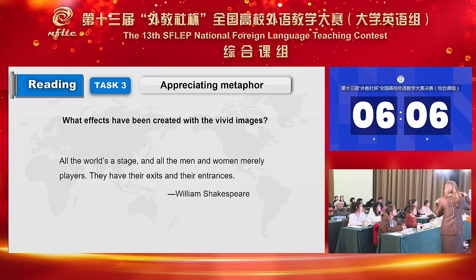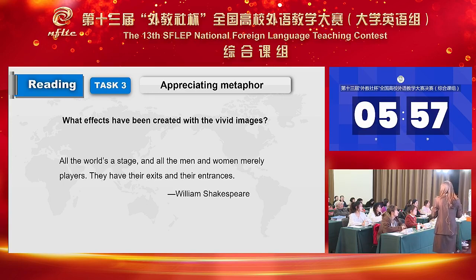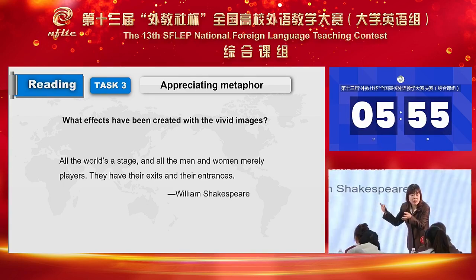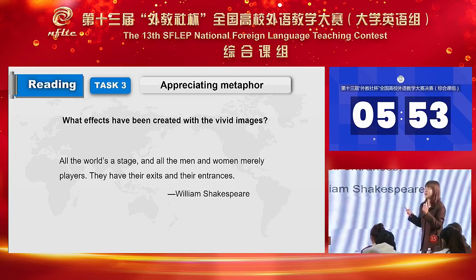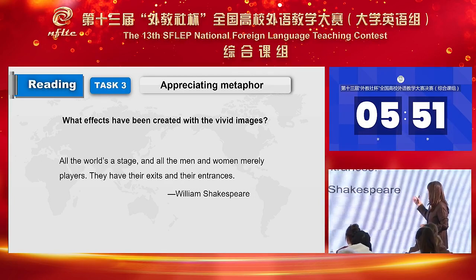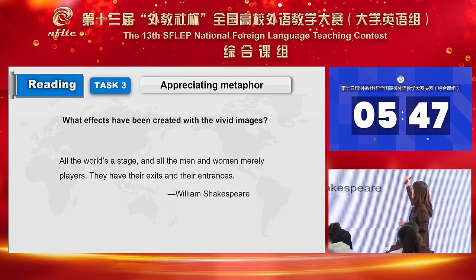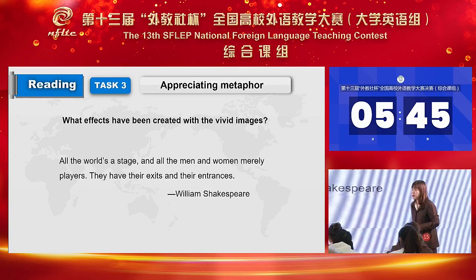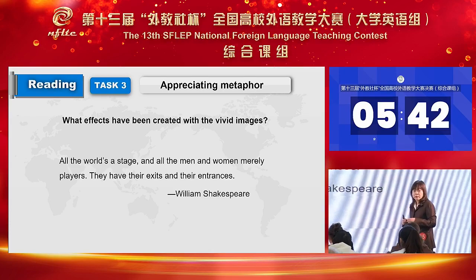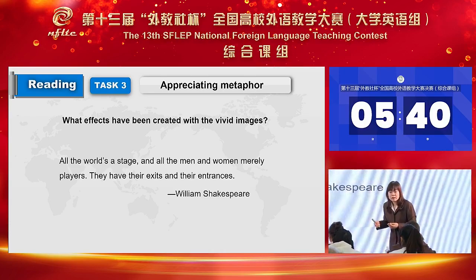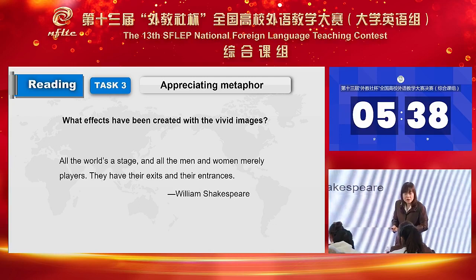What about men and women? Let's say it together. Men and women? Players. Yes, players. Very well done. Exits and their entrances? They're actually the births and the deaths of people. Good. By using metaphor, we create a vivid image. And what effect has been created? To evoke emotion and to leave a deeper impression on the readers, right?